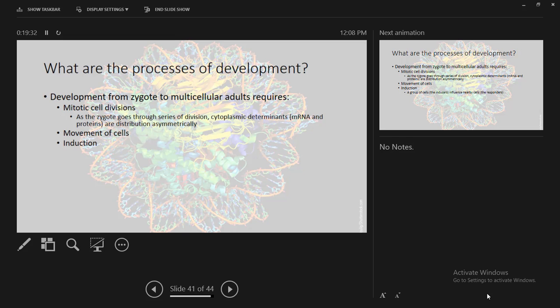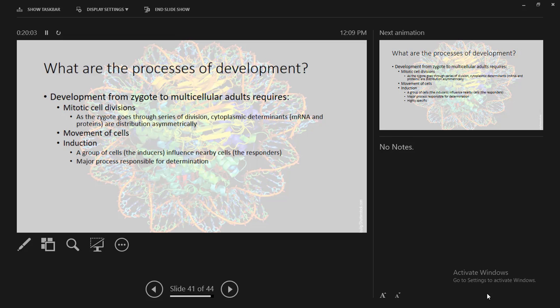You get a process of what's called induction. And so in here, you basically have a group of cells called the inducers that tell the surrounding cells what they need to become. Okay? What they need to become. And those cells are called the responders. And this seems to be the most important process in all of development to control what that cell becomes.